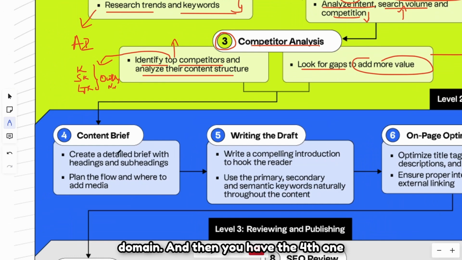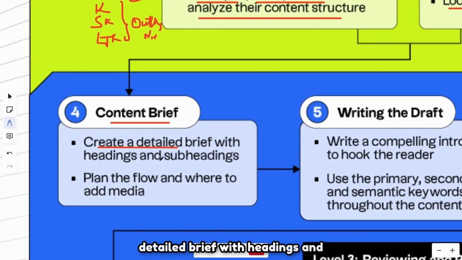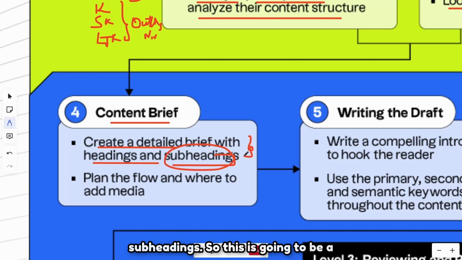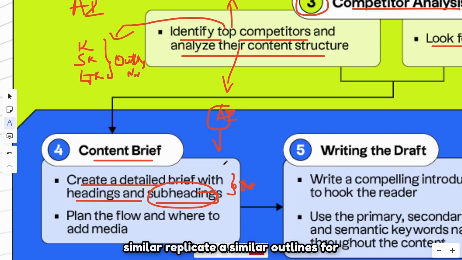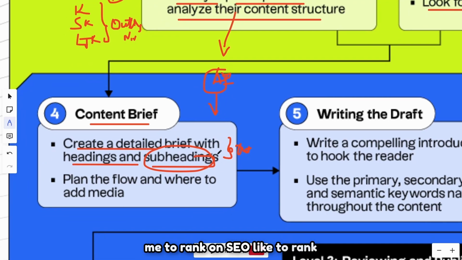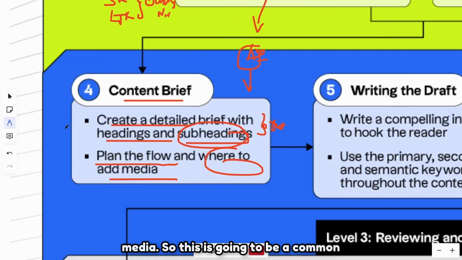And then you have the fourth one, which is the content brief. Create a detailed brief with headings and subheadings. So this is going to be an outline. You can take your competitor's outline, feed it to AI, and ask it to replicate a similar outline for me to rank with SEO, and it will do that for you. And then plan the flow and where to add media. This is going to be a common structure, like a table of contents.